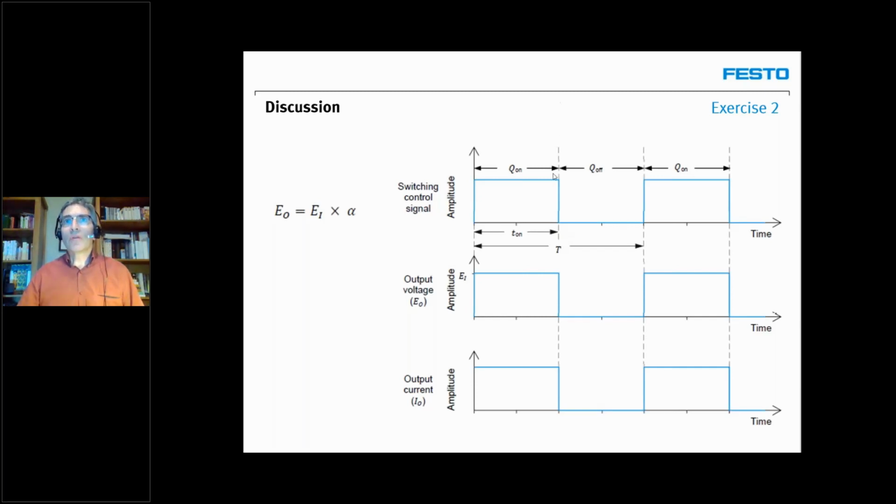Of course, when the transistor is on, as you can see, the circuit is closed, so the voltage reaches the load. So here is the voltage at my load. And of course, when the transistor is off, no voltage at the load. Same thing for the current. Current flows when the transistor is on and no current when it's off.